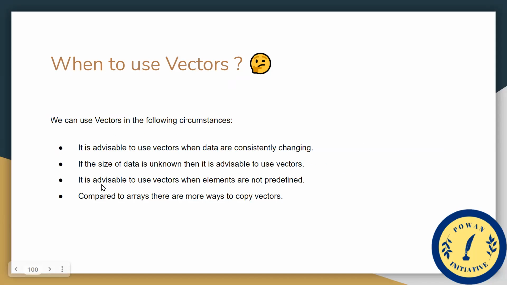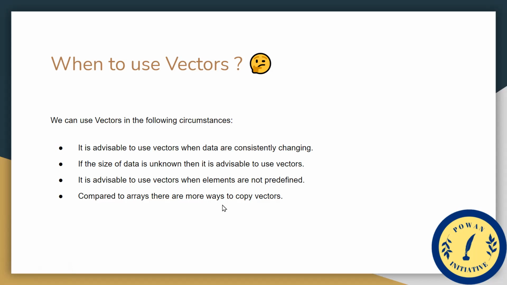Okay. After that, it is advisable to use vectors when elements are not predefined. If we don't know what elements we are going to put in an array or a vector, it's preferable to use vectors because they handle all that. If the elements are not predefined, a vector doesn't show undesired behavior. It will work properly.